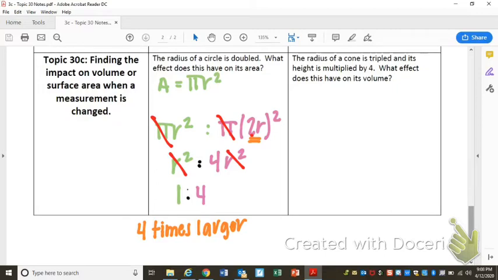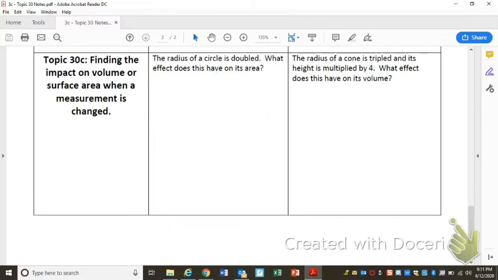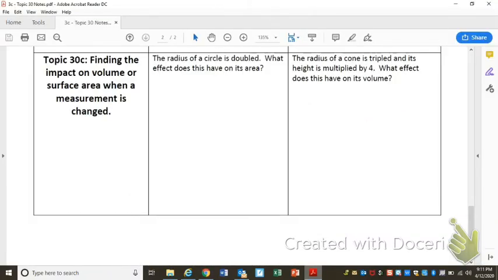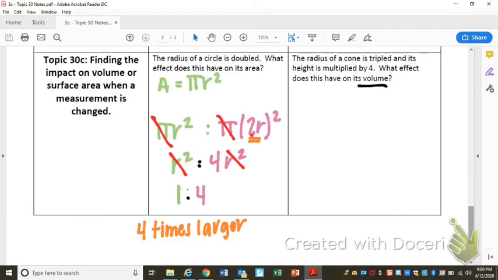Okay? So this next one, it says the radius of a cone is tripled and its height is multiplied by 4. What effect does this have on the volume of our cone? So we want the volume of a cone. So I'm going to go to my formula sheet. I'm going to look at my cone, and the volume is 1/3 pi r squared h. So we want 1/3 pi r squared h. That is going to be my left side.